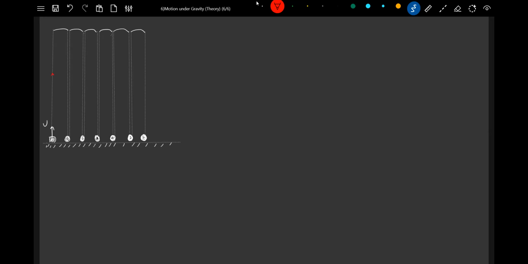It will be ascending. This will be descending. Again, this will be ascending, descending. With whatever speed we have projected, with the same speed u it will strike, and it will rebound with the same speed. Some other colors let me use.